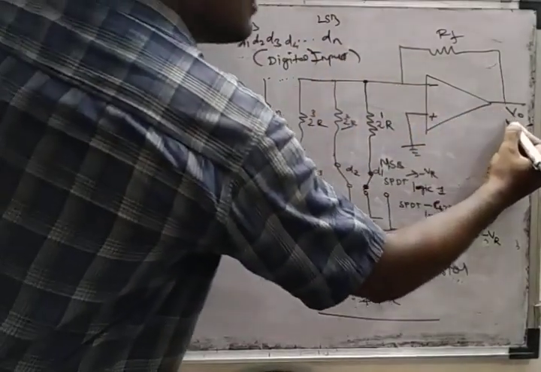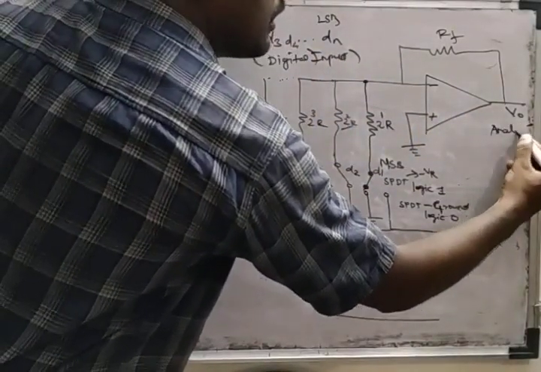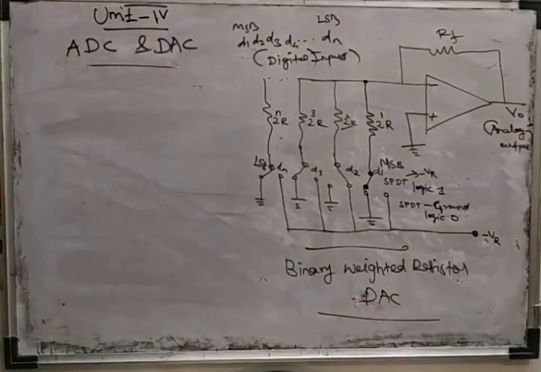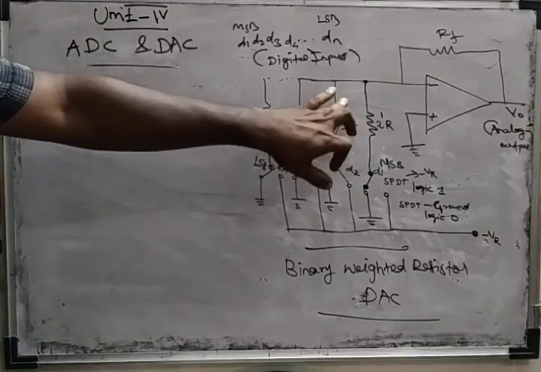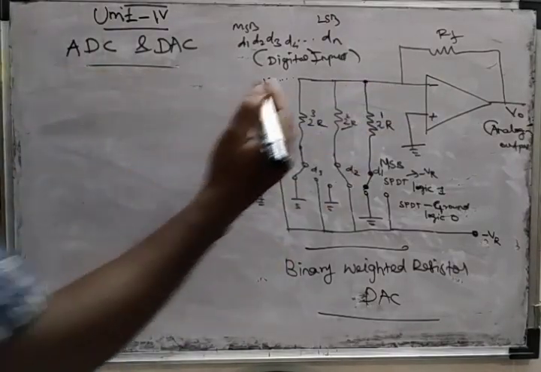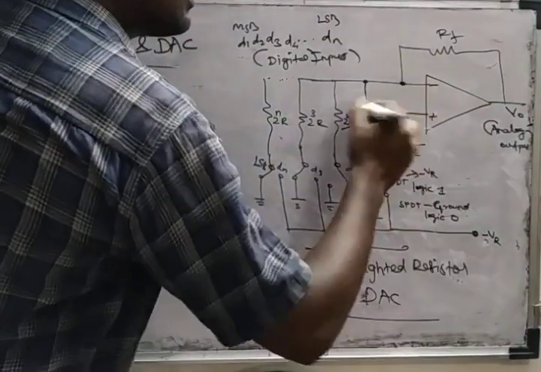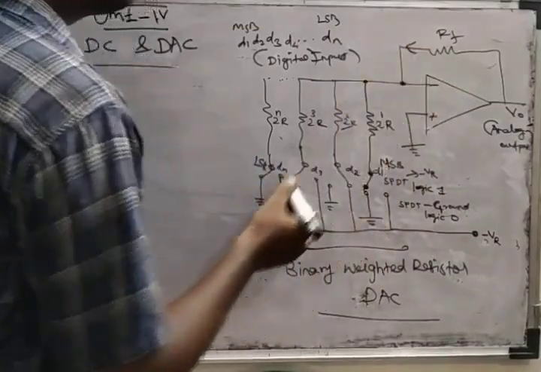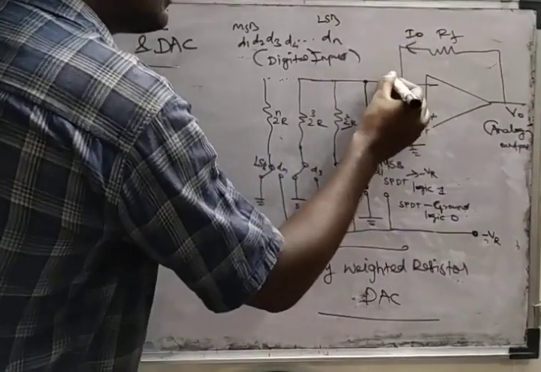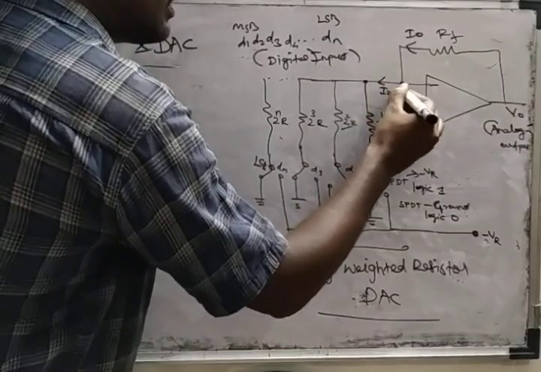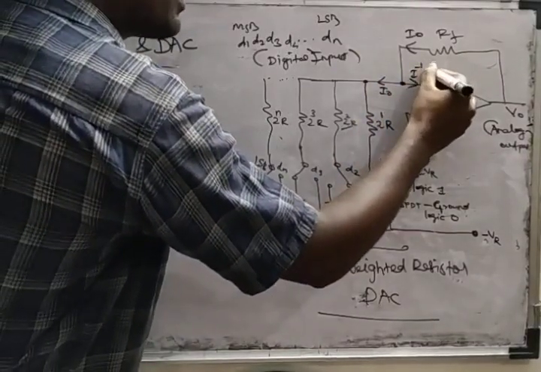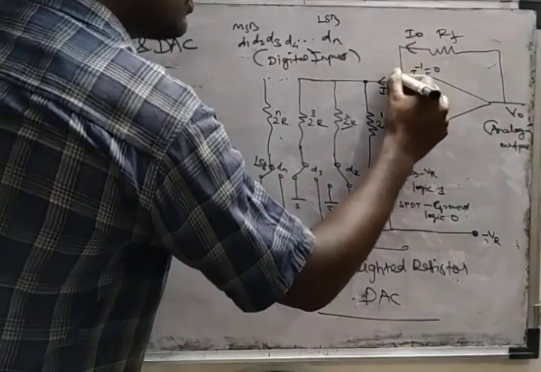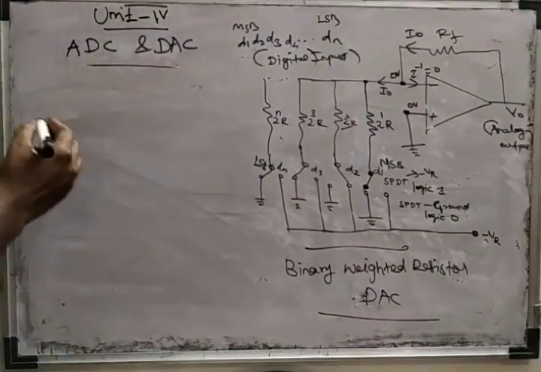We are getting V0 as the analog output here. So let me do the analysis. Consider this node. I am assuming the current flowing through the feedback network is I0, meaning the leaving current is also I0. Here I minus is assumed to be 0, so here we have 0 volt, and here also we have 0 volt.